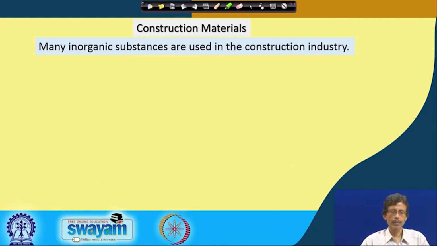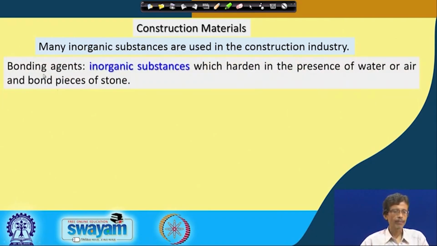So many inorganic substances are used in this area of the construction industry. The construction industry benefits very much from the knowledge of industrial inorganic chemistry. So what we get is different types of bonding agents, when we make cement, or when we make plaster of Paris for building or construction purposes.